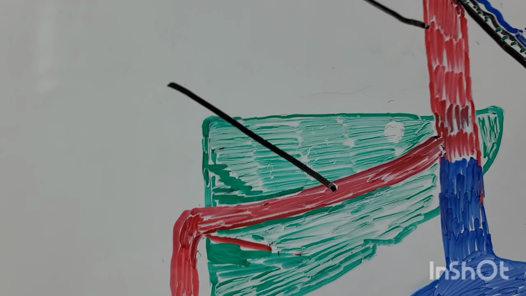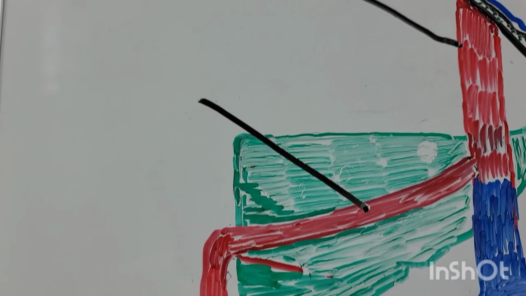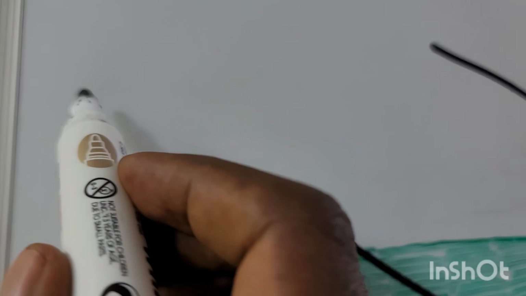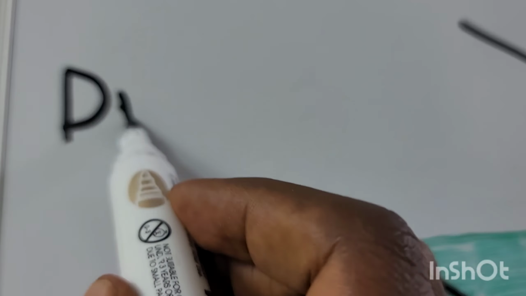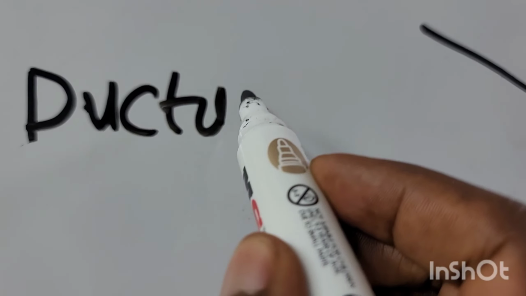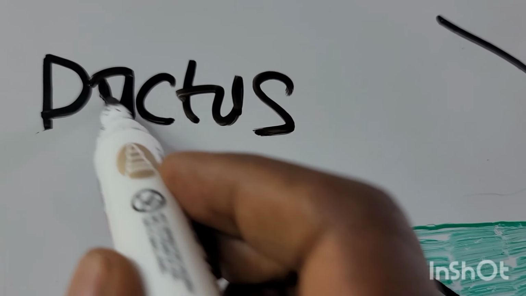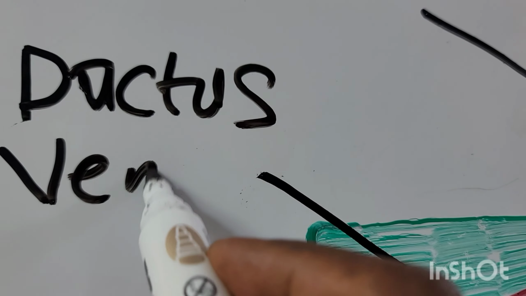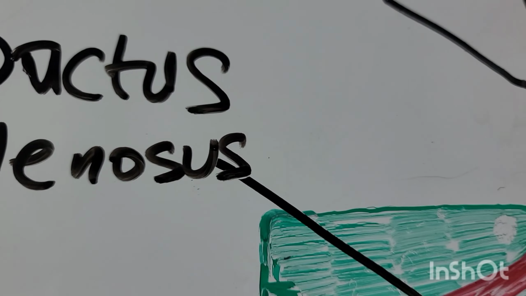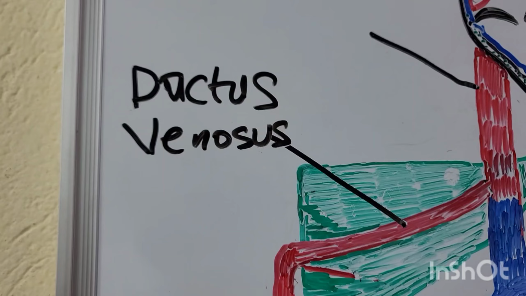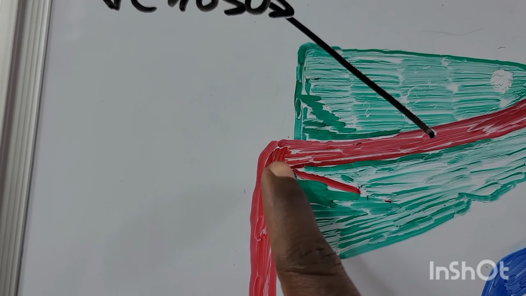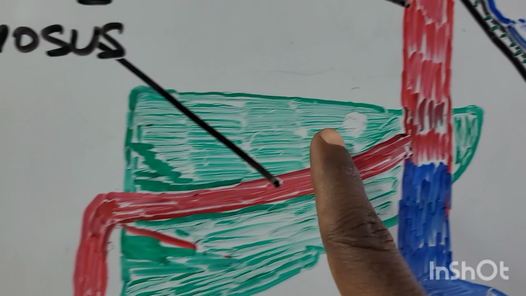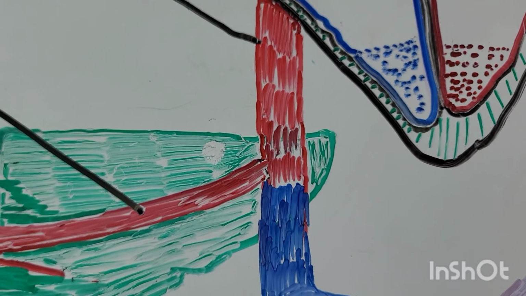This kind of shunt is what we call the ductus venosus. It is that beautiful shunt that is going to be shunting this blood directly from the umbilical vein into the inferior vena cava.